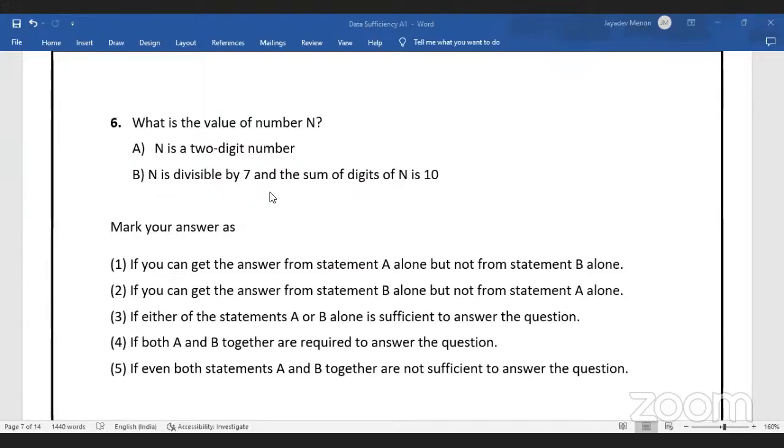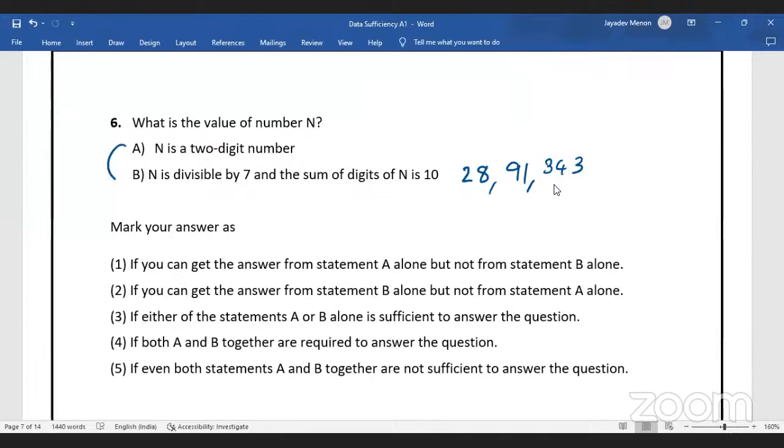Now statement B says n is divisible by 7 and sum of digits of n is 10. So we can write 28. 28 is divisible by 7. If we are adding the digits, 2 plus 8 is 10. We can write 91. 91 is divisible by 7. If we are adding 9 plus 1, it is 10. Another number, 343, divisible by 7. Now sum of digits 3 plus 4 plus 3, 10. So we are getting many values. So it is not possible to answer the question by using statement B alone.